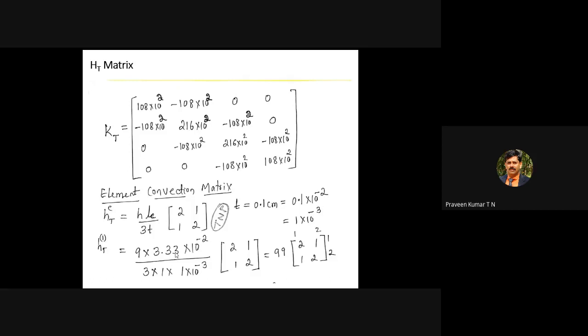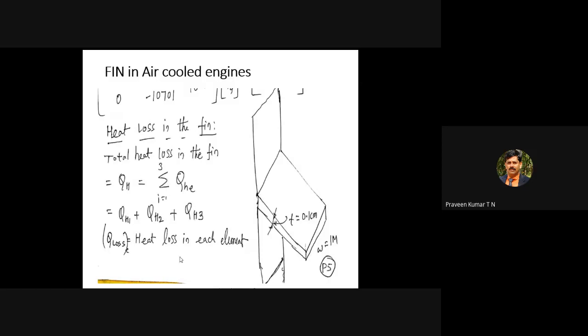So the only difference between the previous problem and this problem is that we are adding one more additional matrix. That is nothing but the convection matrix. This formula you have to remember: h into Le divided by 3t times the matrix 2 1 1 2. That is slightly different. So you are getting convective heat because you divided the fin into 3 elements. Some amount of heat is transferred through the solid material itself. For that reason, you are considering the thermal conductivity matrix. And some amount of heat is lost.